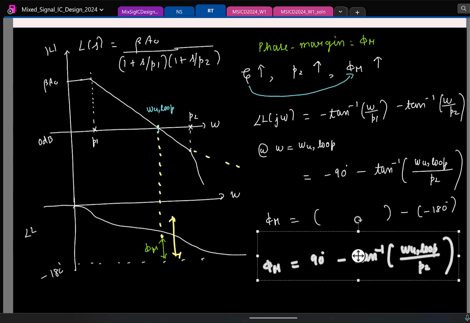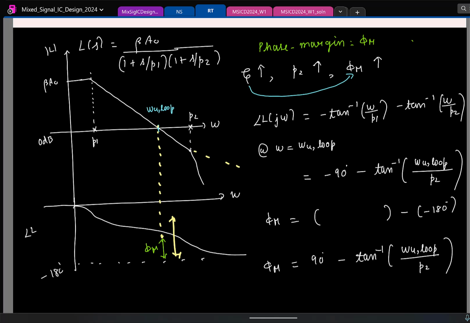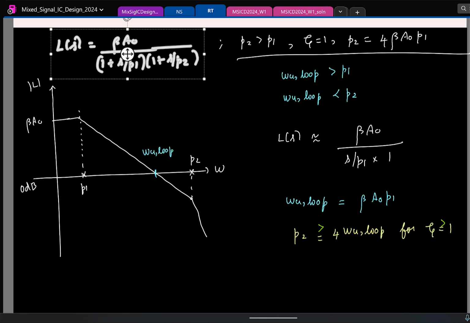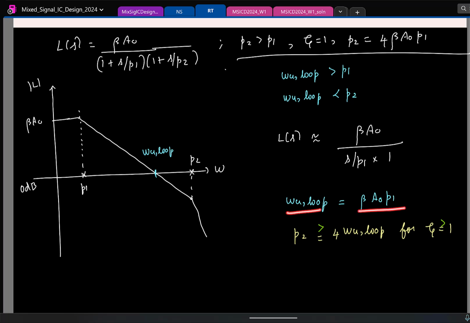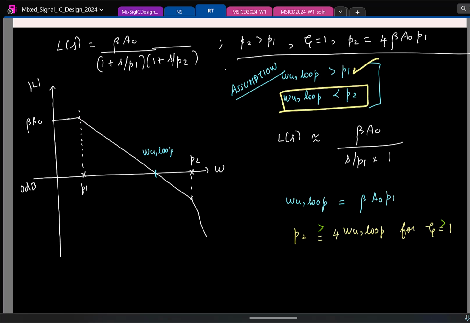One point to notice: here I calculated that omega u loop is beta a naught p1, and in this calculation I made these two assumptions. The first condition will always be satisfied. Typically you'll have the first pole somewhere here, it will be fine. The second condition is what is critical. The expression we calculated is correct if my second pole is sufficiently greater than omega u loop. If it is not, then this expression is not correct.